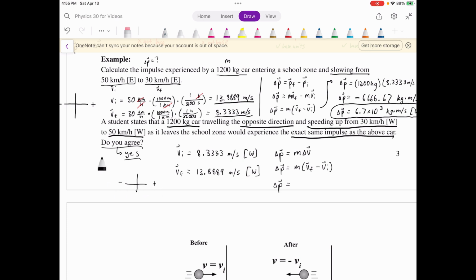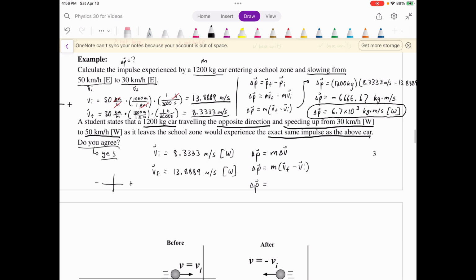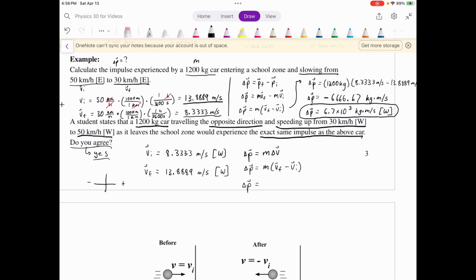Again, keep in mind, we could switch it. It just means if I make west positive, then east has to be negative, and the meaning of the sign switches around, right? But if we look here, our initial velocity before was positive 8.33. Our initial velocity is now going to be negative 8.333 because we're calling west negative, and our final will be negative 13.8889. So it's the same formula, same calculation.